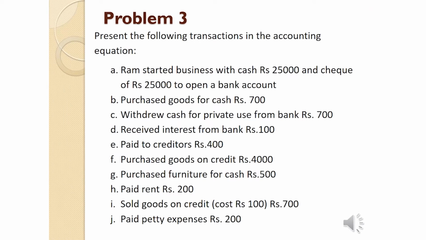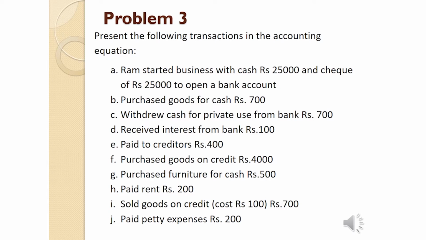Now let us see another problem in the accounting equation. Present the following transactions in the accounting equation. Ram started business with cash rupees 25,000 and a cheque of rupees 25,000 to open a bank account. Second transaction is purchased goods for cash rupees 700. Third one, withdraw cash for private use from bank rupees 700. The next one is receive interest from bank rupees 100.